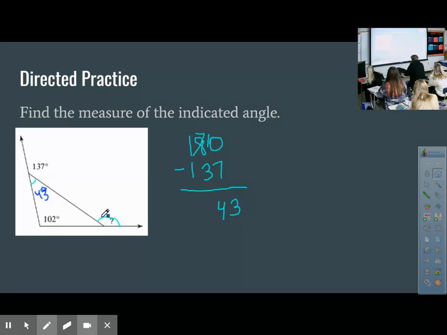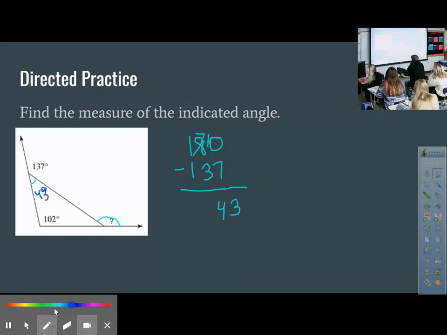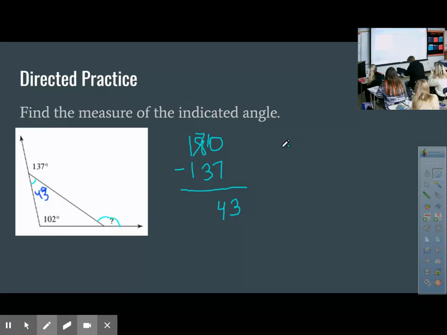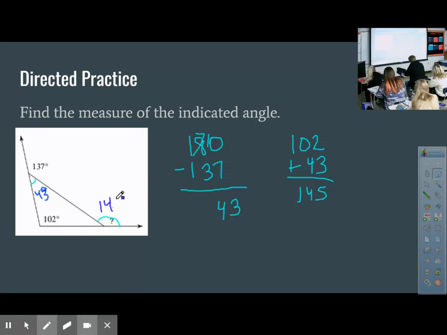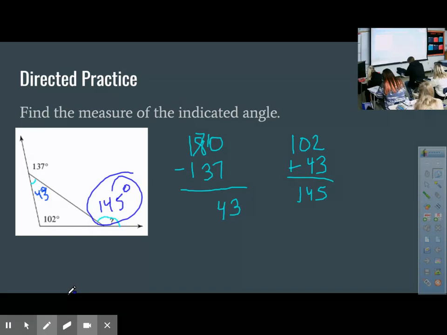Now I can probably figure out this exterior angle. What would be my next step? What would I need to do to figure this one out? 43 plus 102. Yeah, you do 102 plus 43. Y'all get 145? Perfect, so this angle here is 145 degrees. So on some of these problems, you have to use a couple different things to figure out the angle measure.